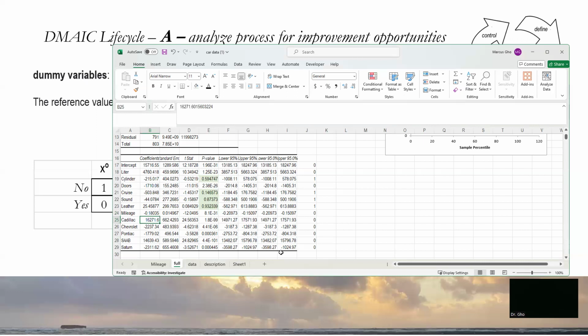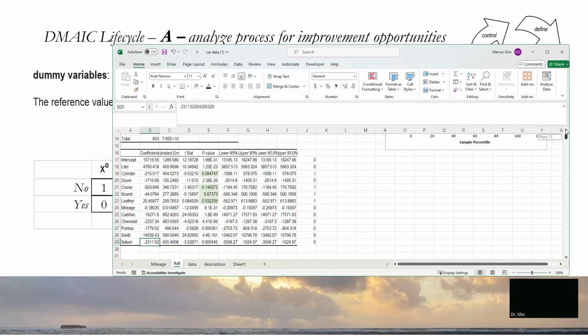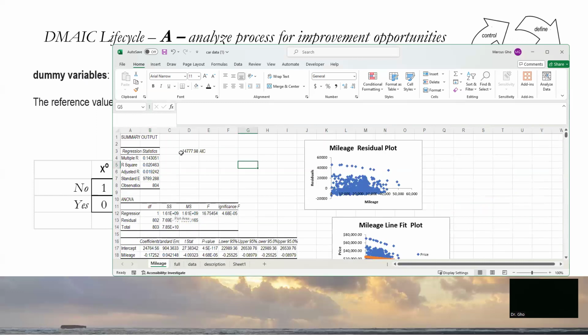A Cadillac sells 16,000 more than a Buick, and Buick was our base. A Chevrolet sells about 2,200 less than a Buick. A Pontiac sells $1,700 less than a Buick. A Saab sells almost 15,000 more than a Buick. A Saturn sells 2,200 less than a Buick, based off of what the base is. Now, this is one model. If I wanted to compare my models with each other, I want to do something called the AIC. In this one, I have it saved, and for an exam, I'll just give you this formula. You don't have to memorize it.